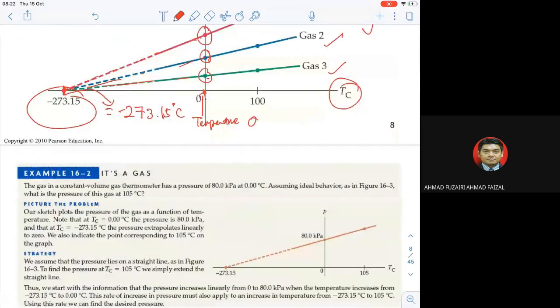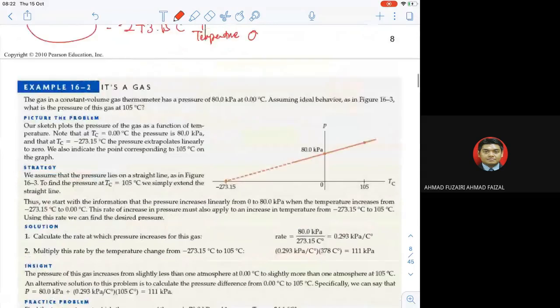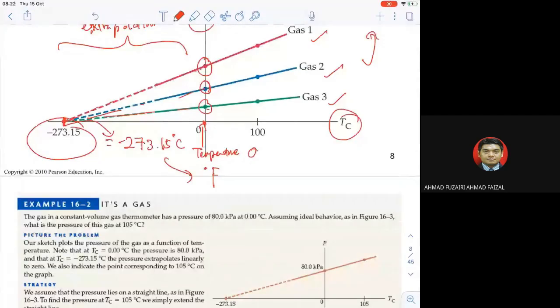Actually, if you want to talk about absolute zero, we try to get one particular unit of temperature. It's not about Celsius, it's not about Fahrenheit. We know the negative 273.15 is actually in Celsius. If you want to convert it to degrees Fahrenheit, yes, you can do it. You can get this value in terms of Fahrenheit, because if you already know Celsius, Fahrenheit is already done.